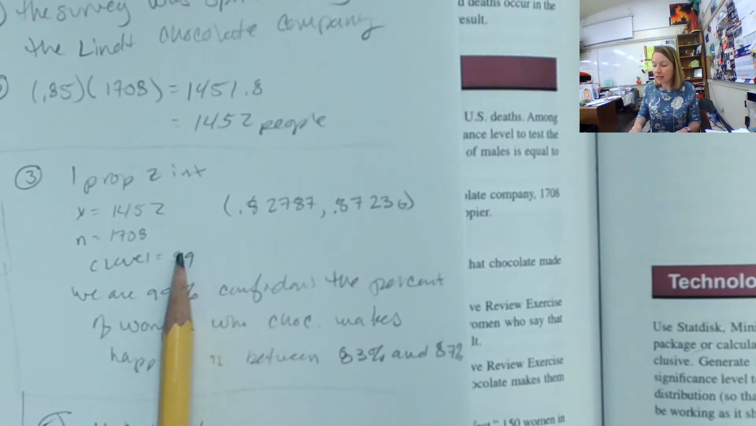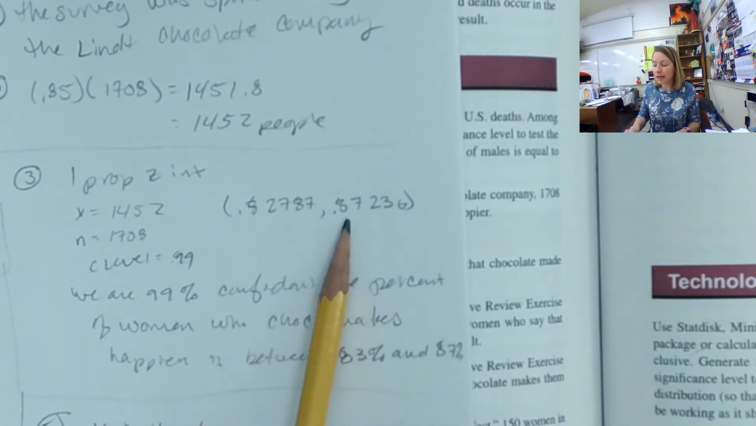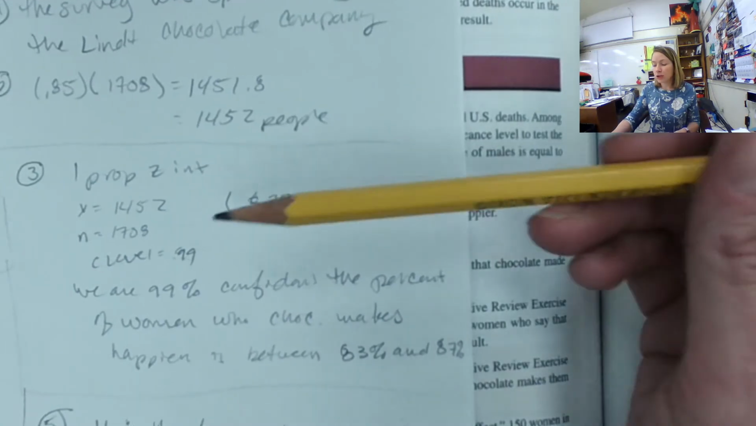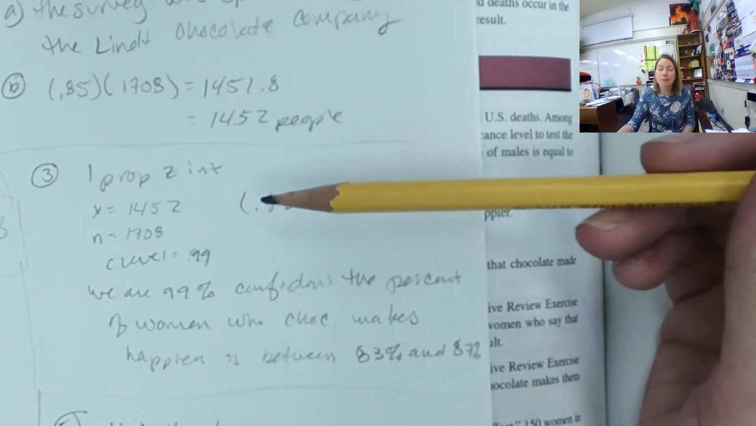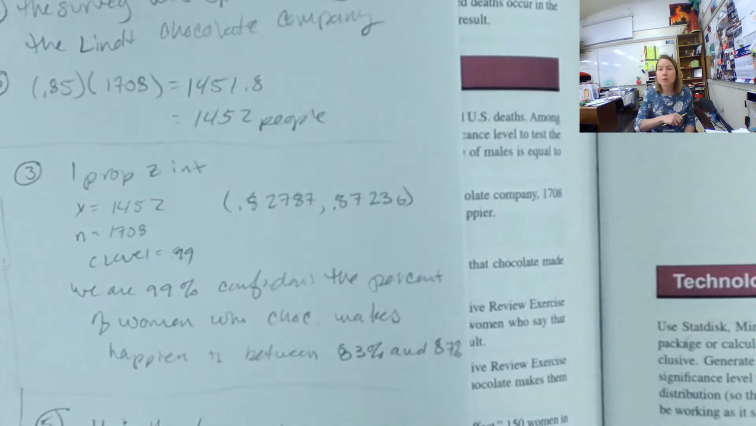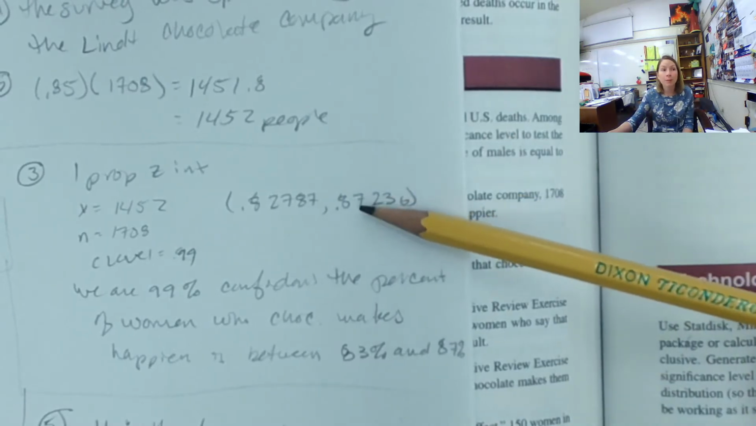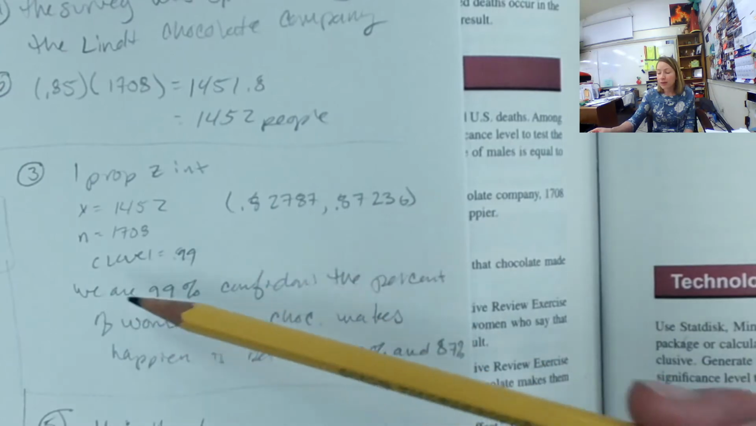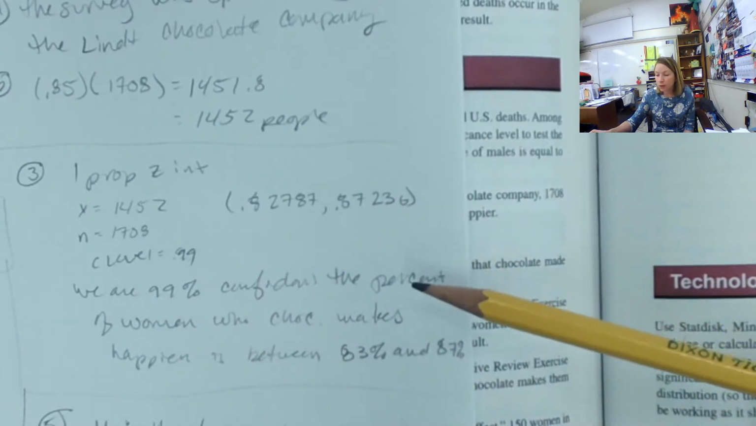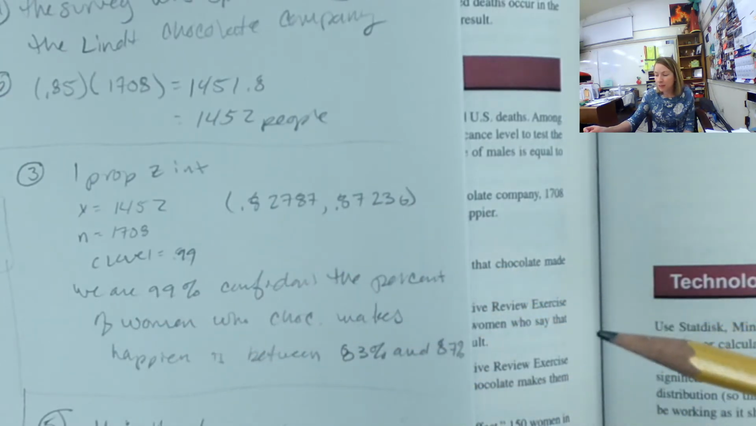So it's going to be between 83% and 87%. Right? It's just a 1 prop Z interval. I'm still dealing with proportions. Remember, anytime you see things like percents, you're dealing with proportions, and I just have 1 sample. That's it. I don't have 2 different samples that I'm dealing with, so I've got a 1 prop Z interval. And so we're 99% confident the percent of women who chocolate makes happier is between 83 and 87%.